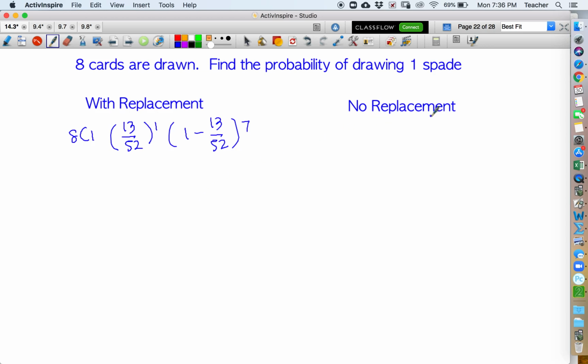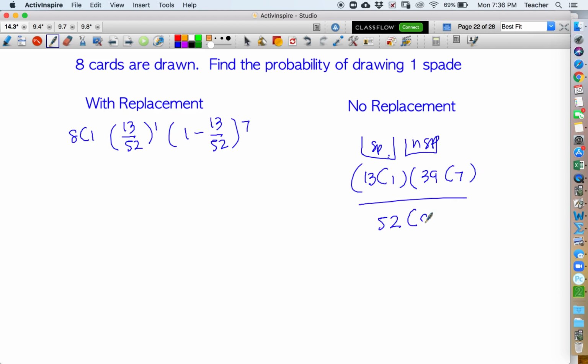Without replacement, so you're going to have a pile of spade and a pile of non-spade. Out of this pile of 13, you're going to pick 1. Out of the pile of 39, you're going to pick 7. Out of the pile of 52, you're going to pick 8 because 8 cards are drawn. So 1 spade, 7 non-spade.